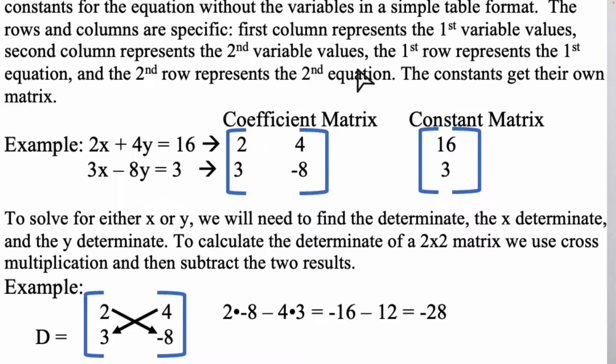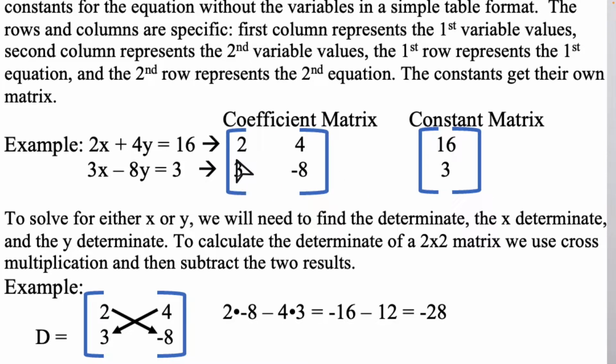Then we also have the first row represents the first equation. So a row goes from left to right. So it's the first equation in the first row, and then the second row represents the second equation. So they're very specific. It goes x for the first column, y for the second column, first equation, second equation for the first and second row.